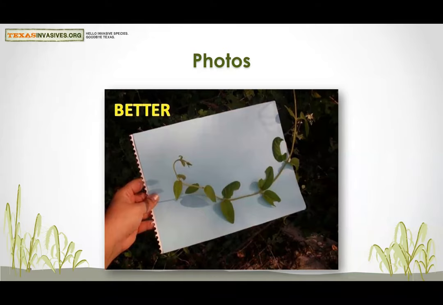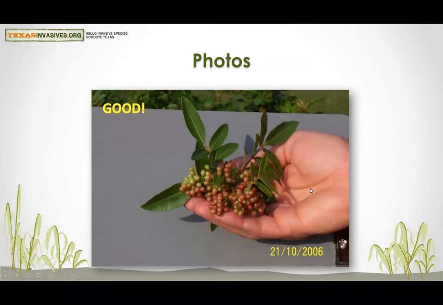This photo's better, right? It's providing a close-up. We've got a contrasting background. This one's giving the hand as a size reference. Here we're seeing the seeds, which might be an identifiable characteristic for that plant. So that helps us out as well.